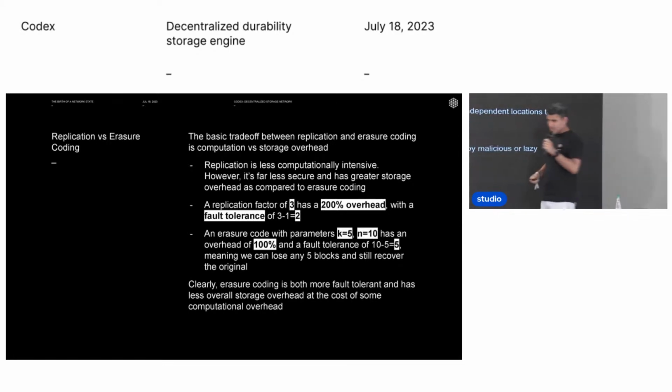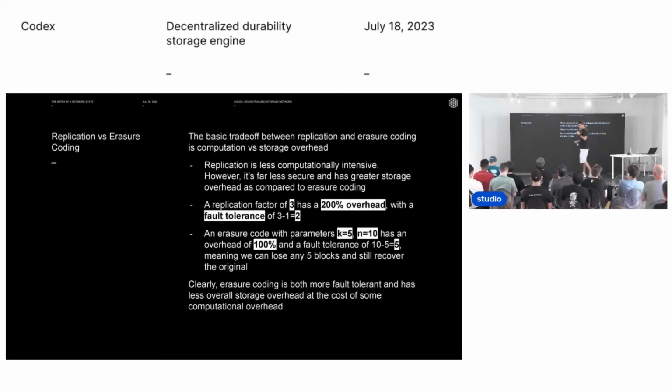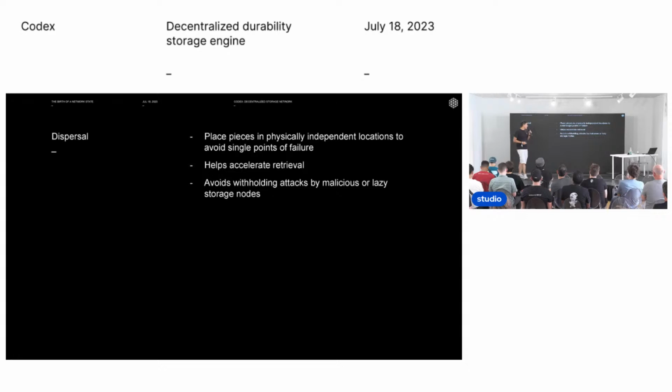So dispersal. Dispersal is another important part of the system. The idea is that we have to place the pieces in physically distant, independent locations. I think this is obvious, right? You are not going to generate 5 extra blocks and put them all in the same hard drive, because if you lose that hard drive, basically you are not getting anything. But it is also important because it accelerates retrieval.